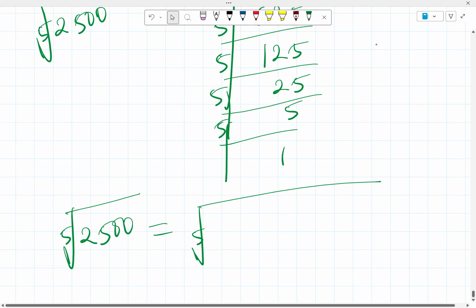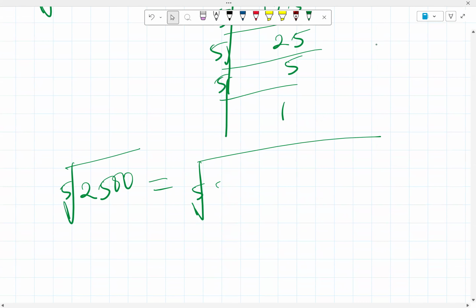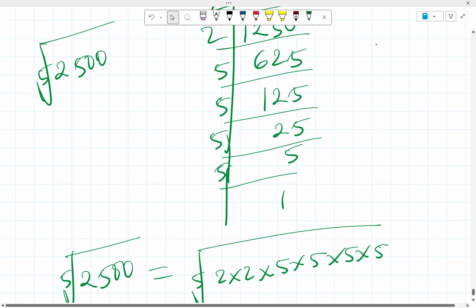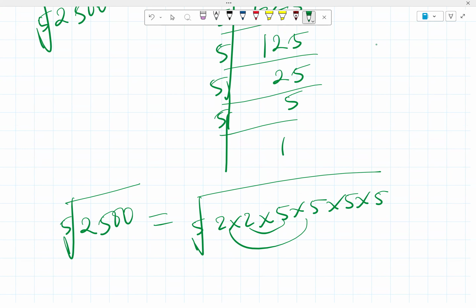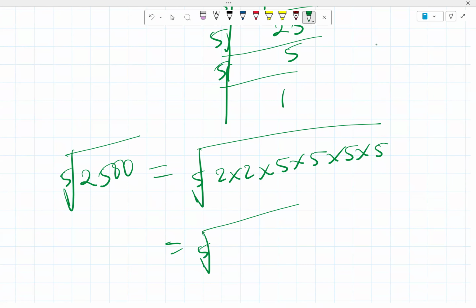I think this is just going to remain the way it is. So this is 2 times 2 times 5 times 5 times 5 times 5. There are only 4 fives, right? Because this is 10 times 10, that's 100, times 25, 2500. So we can't break this down further. It just remains the way it is. So that is the fifth root of 2500.